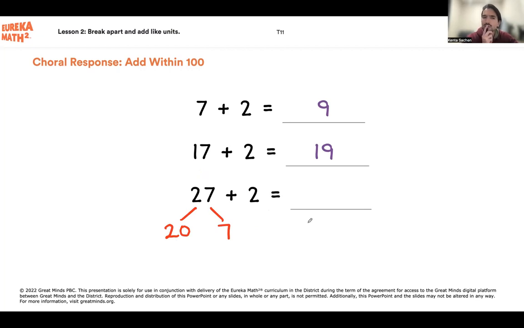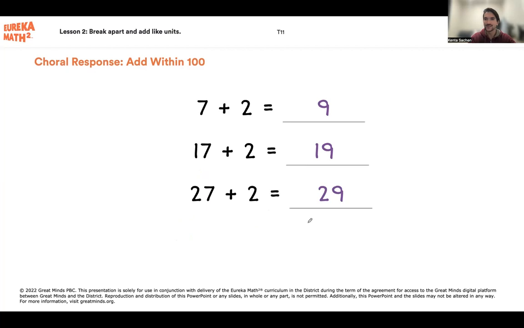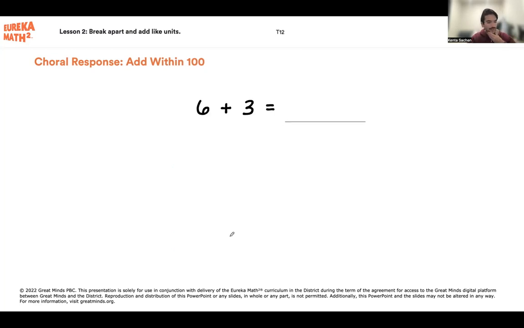Let's think about that. Everyone wants 20 plus 9. Great, 29. Do we see that? How by breaking apart each of these numbers into 10s and 1s, 10 and 7 or 20 and 7, it makes our addition a lot easier. Okay, now let's look at this one.